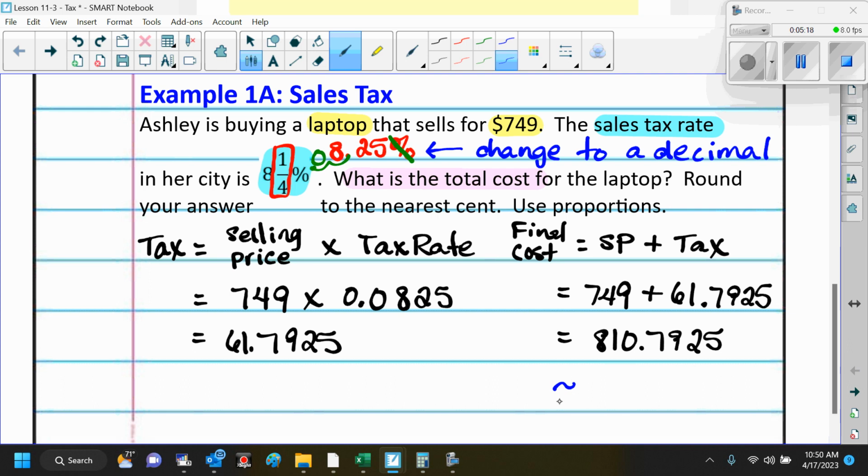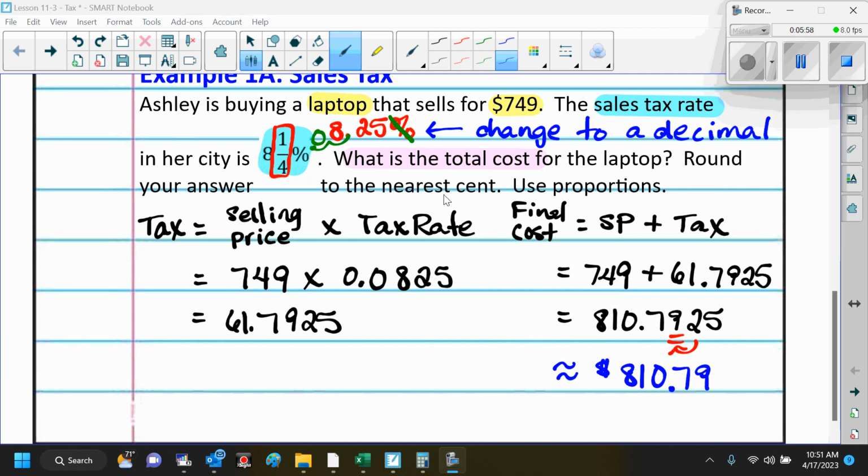Okay, you guys see this squiggly equal sign like this? That means is approximately equal to. Okay, so we're going to round to the nearest cent. So that means we're rounding to the hundredths place. Is everybody with me? So what does that 2 tell me to do? Stay the same. Remember, there's no such thing as rounding down, right? You stay the same. So this is going to give us $810.79. Very good. And that's our final cost.